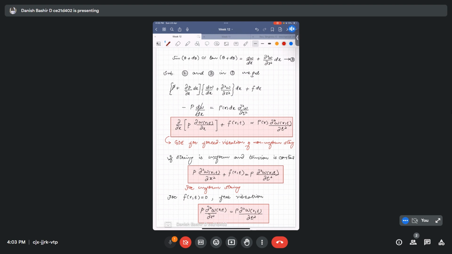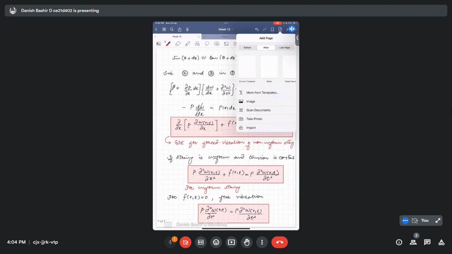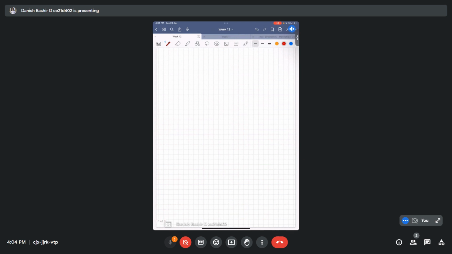Okay, we got these things, and we write this equation in a more standard form. The same equation we write as c square ∂²w/∂x² is equal to ∂²w/∂t². It's a very famous notation of this equation. Okay, another form.